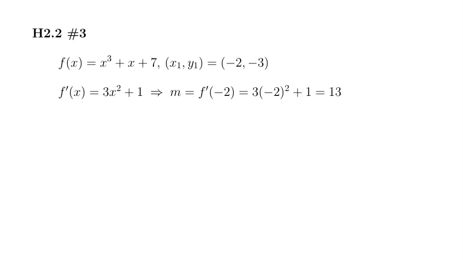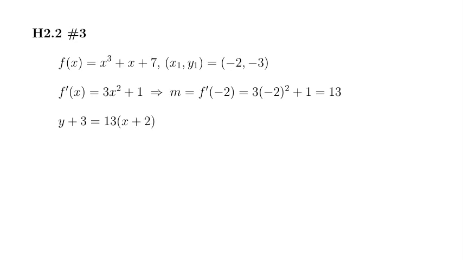Since we have a point and the slope, we can come up with the equation. Using point-slope form, we have y minus y1, and y1 in this case is -3. So minus -3, I'm going to add 3. So y plus 3 is equal to the slope, which we just found to be 13, times x minus x1, and x1 is -2. So minus -2 is +2, so I'm going to add 2.